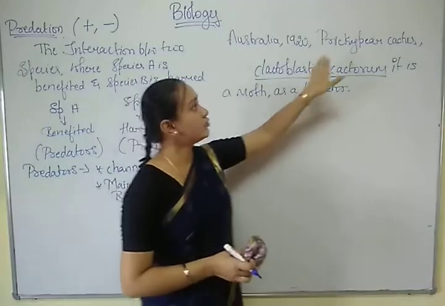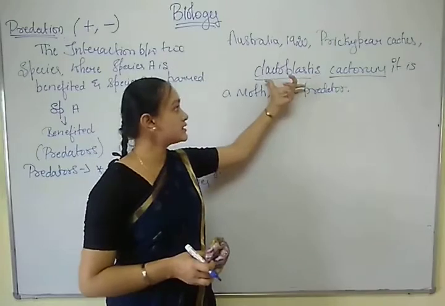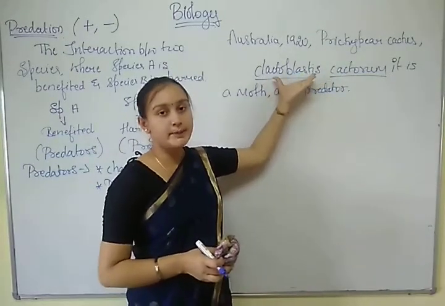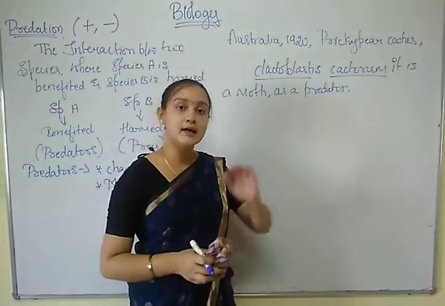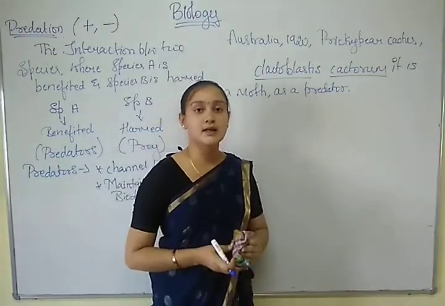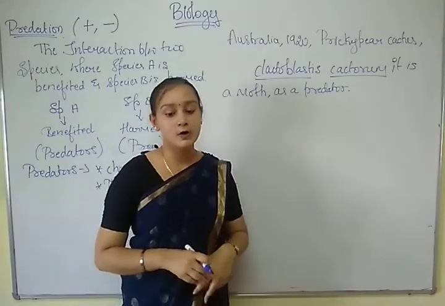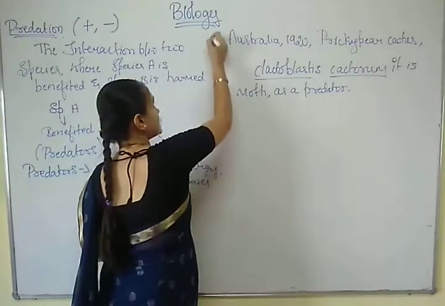So here this prickly pear cactus is a prey, and this moth is a predator. So this predator will maintain the species diversity in the ecosystem. Okay, this was an example.